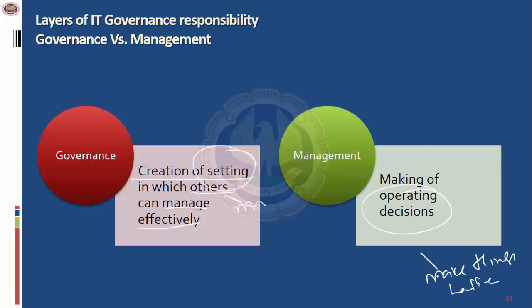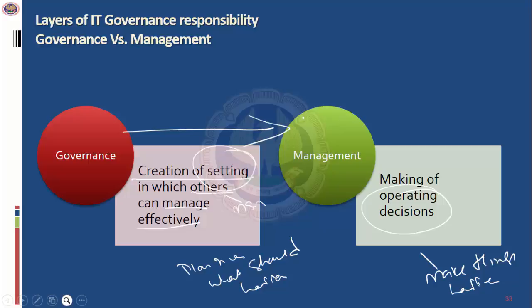So governance is all about planning, what should happen, and management is about making things happen. So governance provides direction to management, and they will be monitored by the governance.